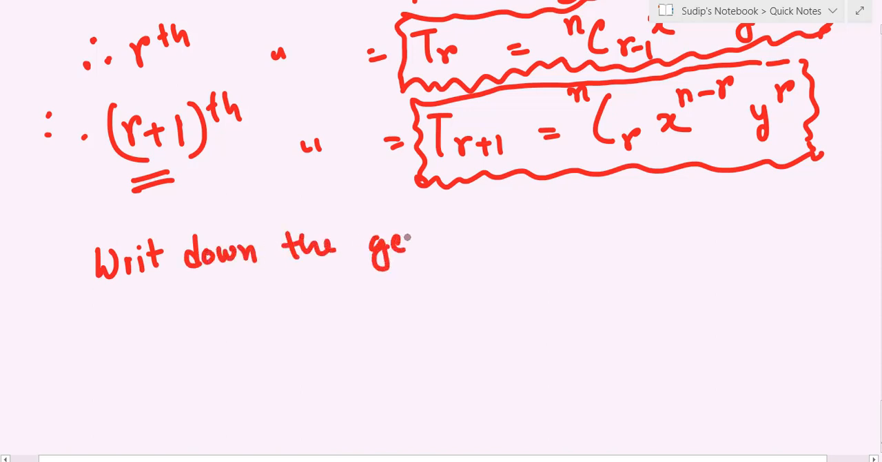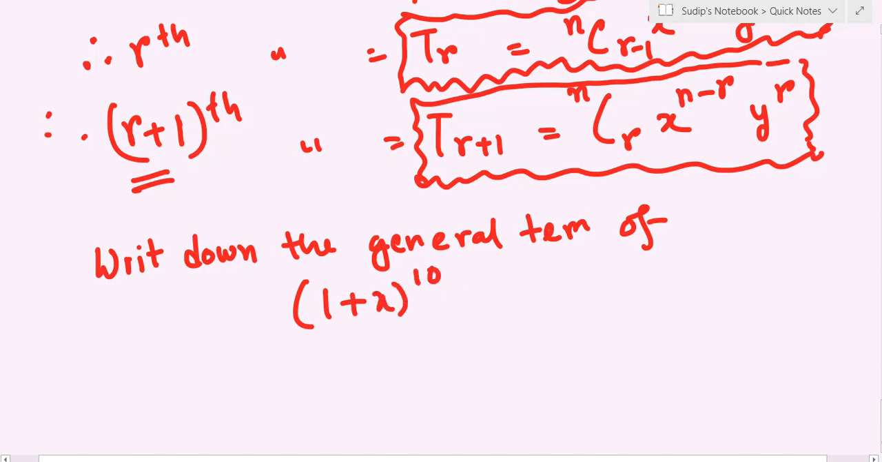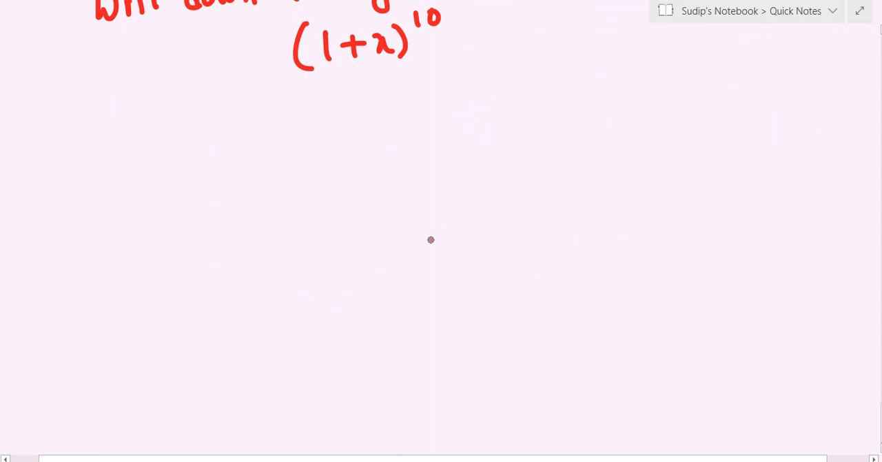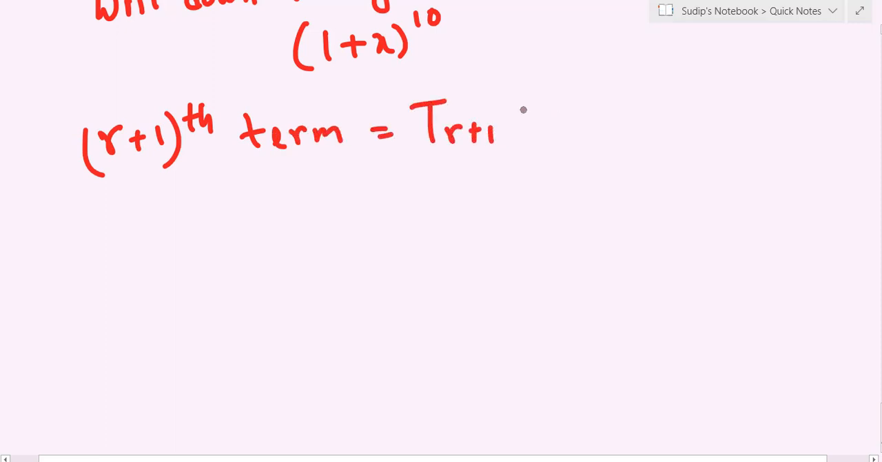That is, write down the general term of (1 plus x) whole to the power 10. You will write like this: r plus 1th term is equal to T(r+1) equal to 10Cr 1 to the power 10 minus r x to the power r.